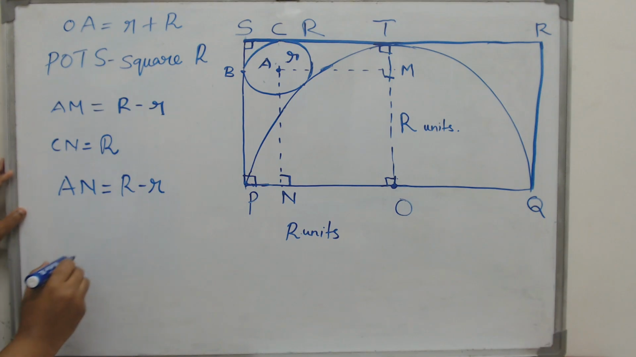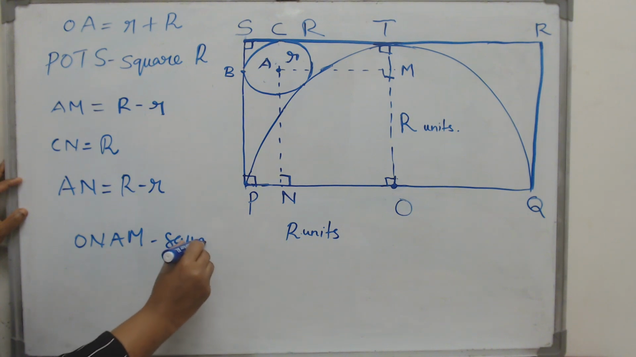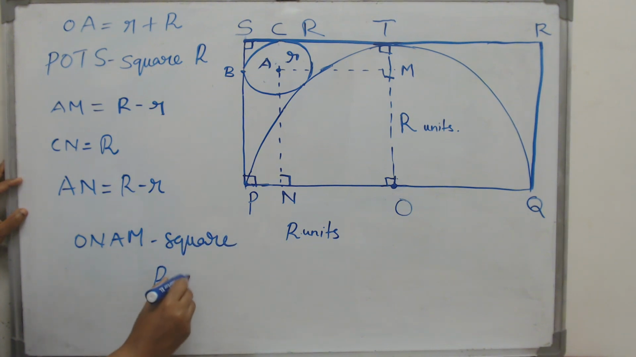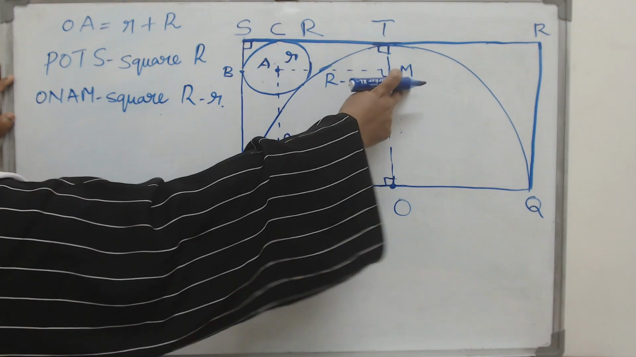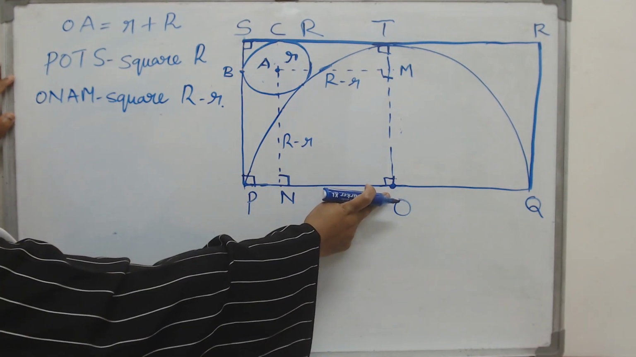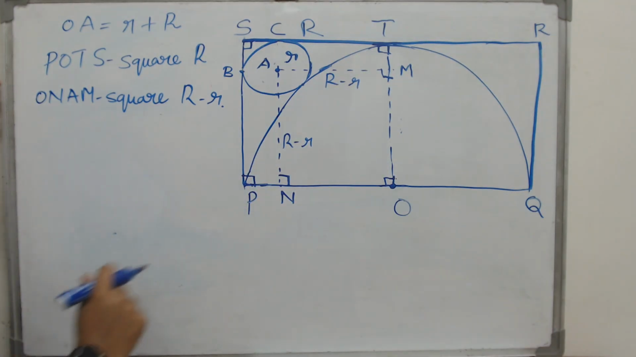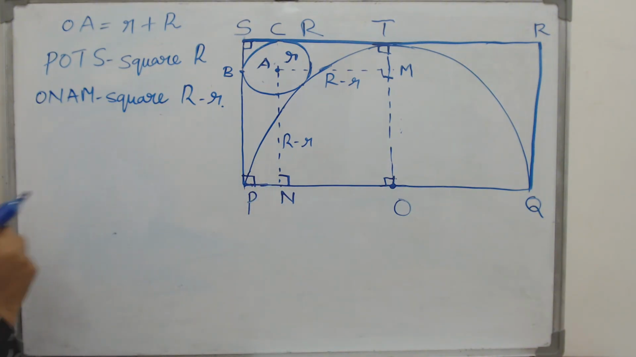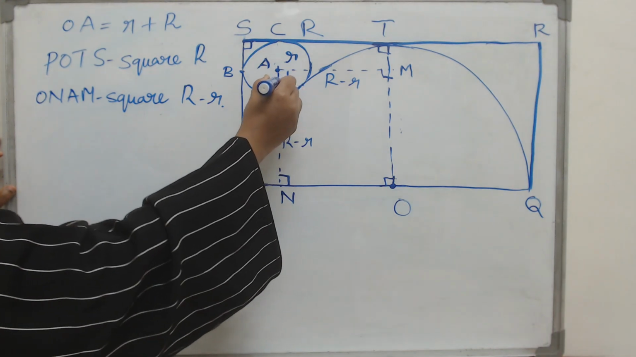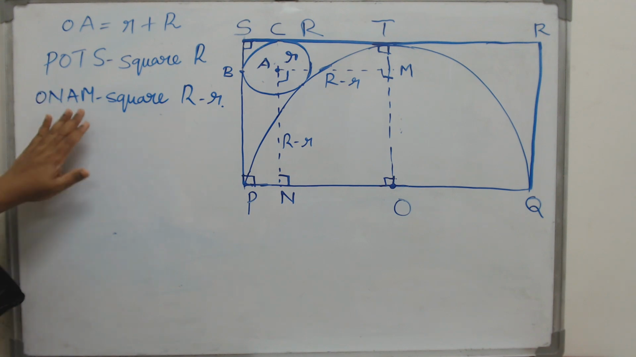Then what sort of a figure is ONAM going to be? It is going to be a square of side length R minus r. Why is that? If you look at this quadrilateral ONAM, we already found that here we had a 90 degrees and these two were perpendicular lines. We had drawn perpendicular lines. So that means again you have two 90 degrees. That means the fourth angle is also 90 degrees because the sum of angles of a quadrilateral is 360 degrees. So what you have here is a rectangle.